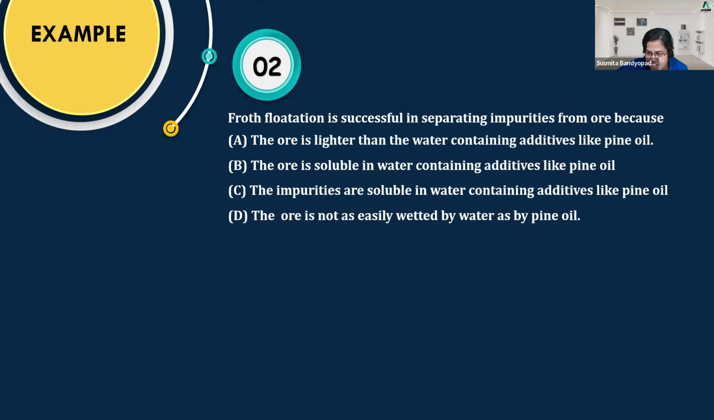Now I'm convinced. I saw Ritika's answer. Yes, students, the ore is not easily wetted by water. Ore is more attracted by the oil and not by the water. If it's a little bit attracted by water by chance, we'll use a collector to make the ore hydrophobic, but by default it will be more wetted by the oil, not by the water. So here we go for option D. You can ask me if you have any confusion, but I will go for D here, though I'm getting a mixture of C and D from different people. The impurities are soluble in water containing additives like pine oil. Pine oil is the frothing agent. The most convincing, and the single correct one, is D. Everyone clear?